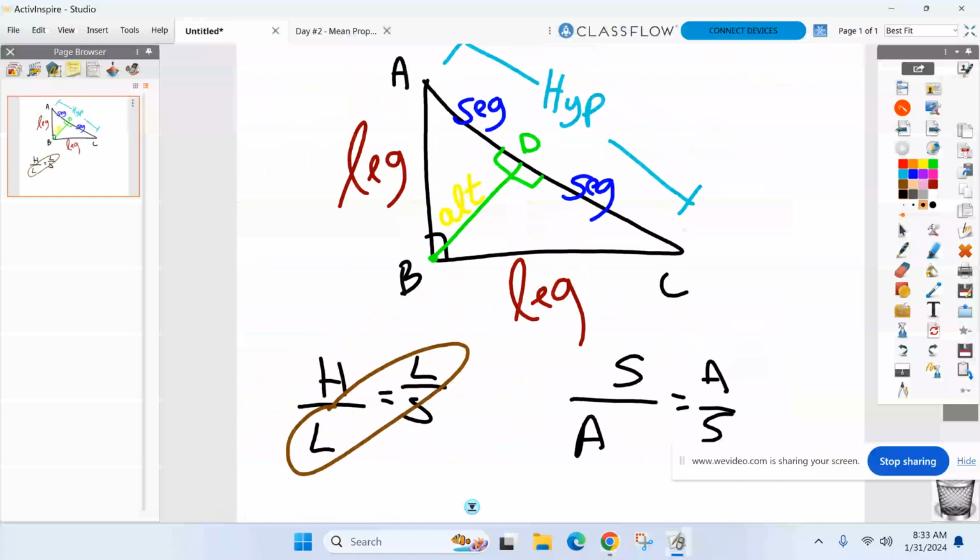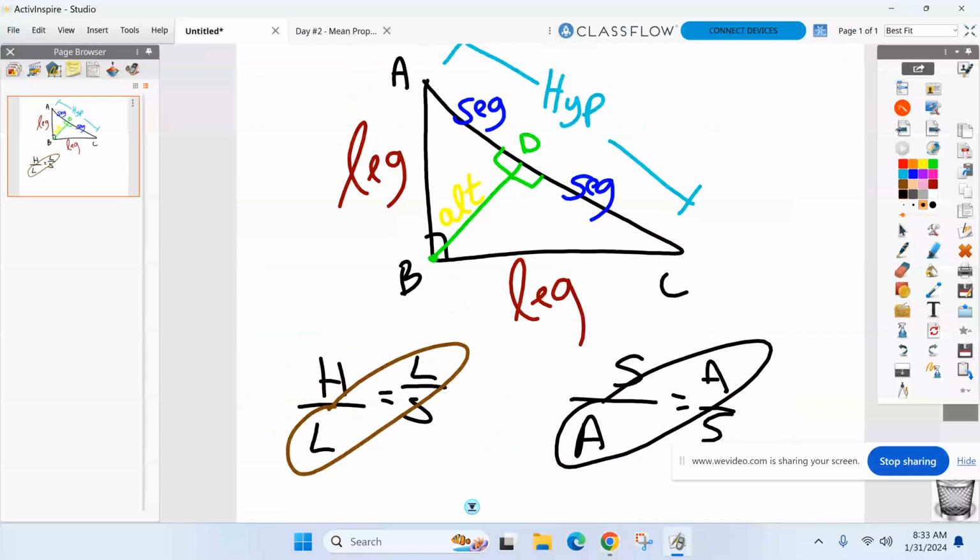A for altitude. Other A, altitude. Same one or different? Same one. There's only one in the diagram. And what's this S? Different than this one or same? Different, right? The extremes are different, means are the same. All right, way to redeem yourself. So that's in a nutshell yesterday.